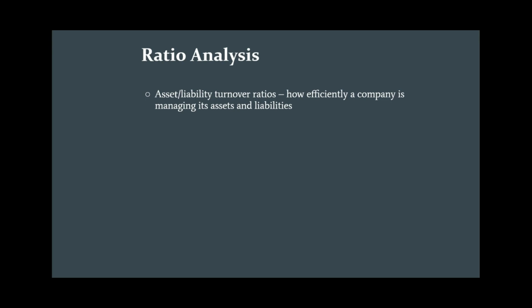Let's now look at the different types of ratios that we have. Asset and liability turnover ratios measure how efficiently a company is managing its assets and liabilities. For example, days inventory outstanding, the number of days the company takes to sell its inventories.